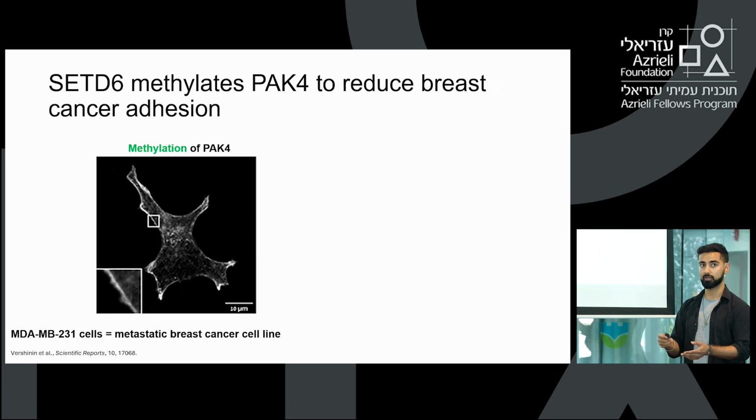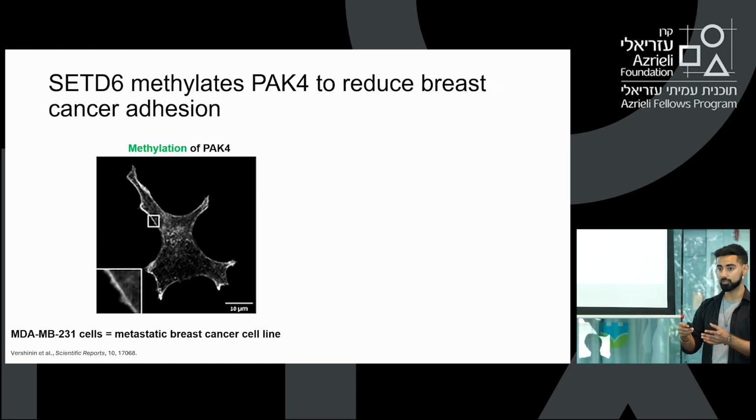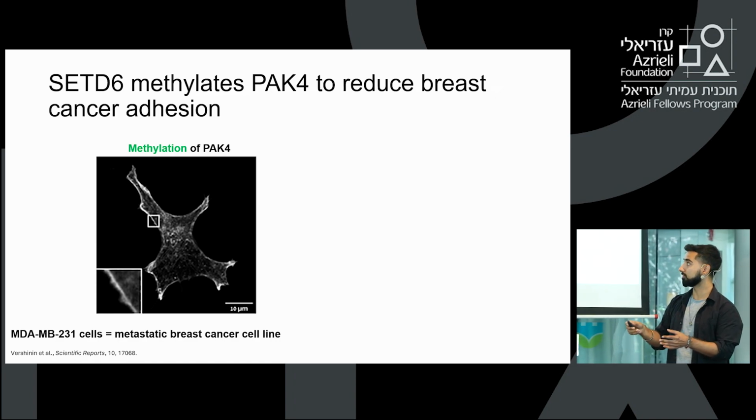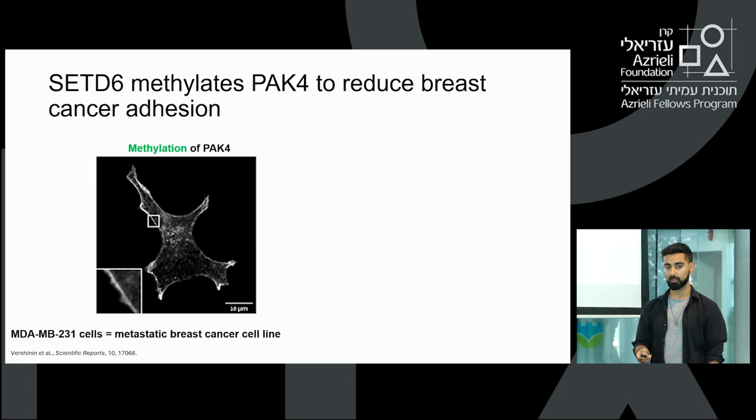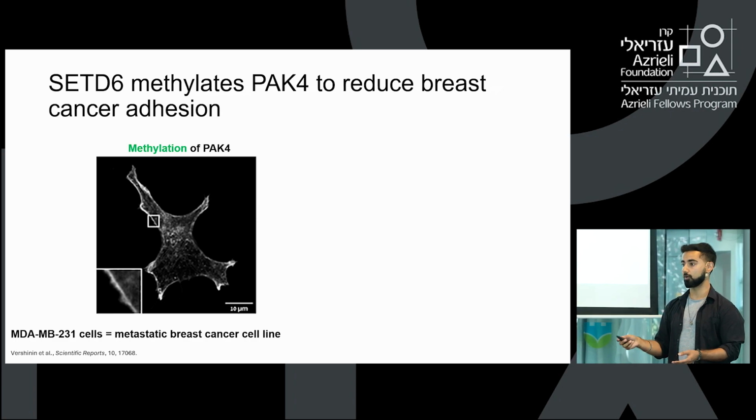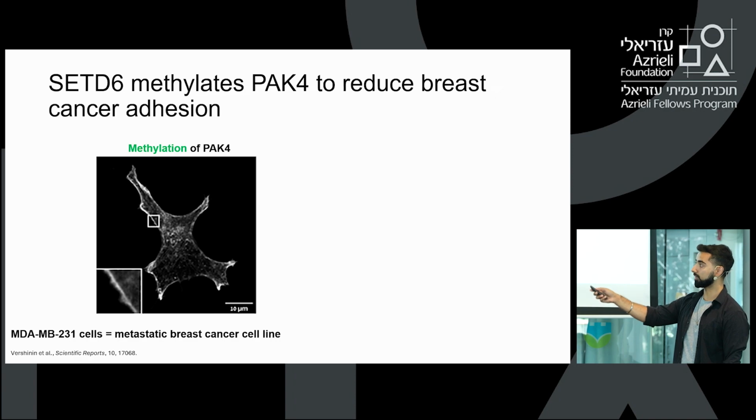Another very visual example of how SETD6 can influence cell biology through the methylation of proteins is its ability to control the function of a protein called PAK4. Now, PAK4 is a protein involved in cell adhesion, the ability of cells to adhere to a surface. As shown on the right here, we have an image of a cell where we have conditions that are permitting SETD6 to methylate PAK4, and on the zoom in, we can see that the surface of the cell is quite smooth in nature.